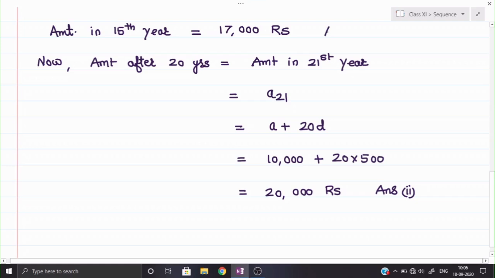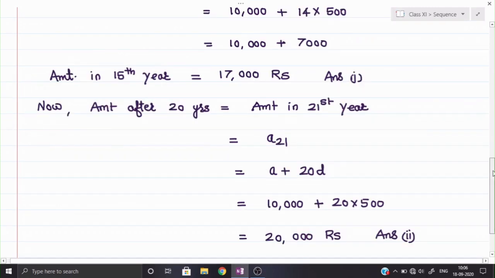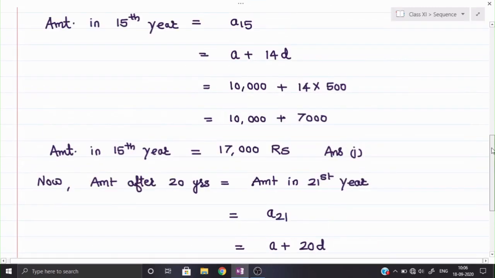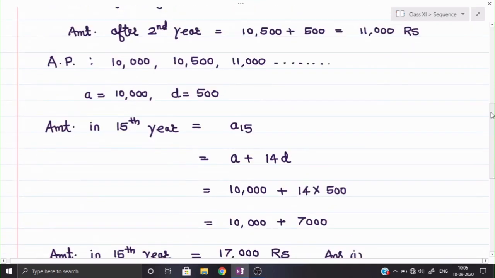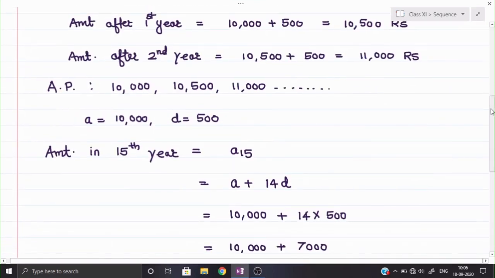Now see, if you want to solve this question in some different way, you can take the second term as the first. If you are still confused in this, then you can take the second term, means 10,500, 11,000 and so on, as the first term, second term, third term and leave the 10,000. In that case, the amount in the 15th year you can take as A14, and the amount after 20 years you can take as A20. That is also possible. Since I have included the amount of the 0th year also, I am going a little back. Okay, so there are two ways.